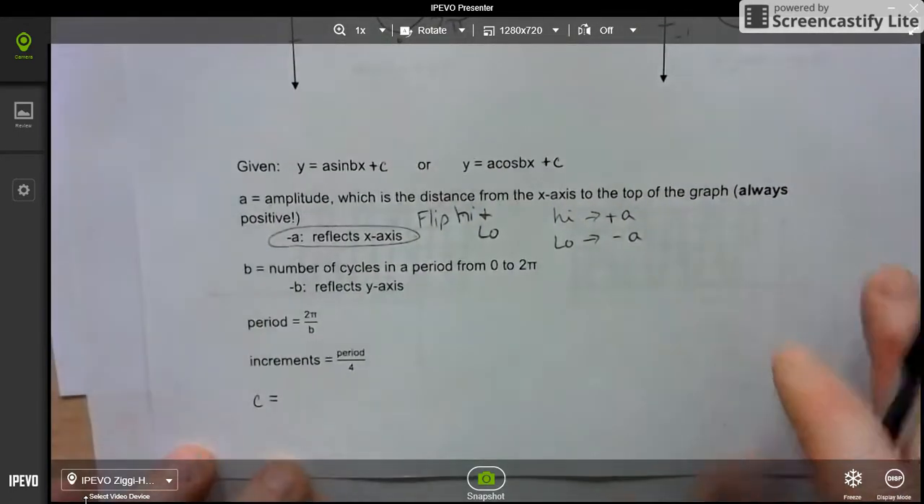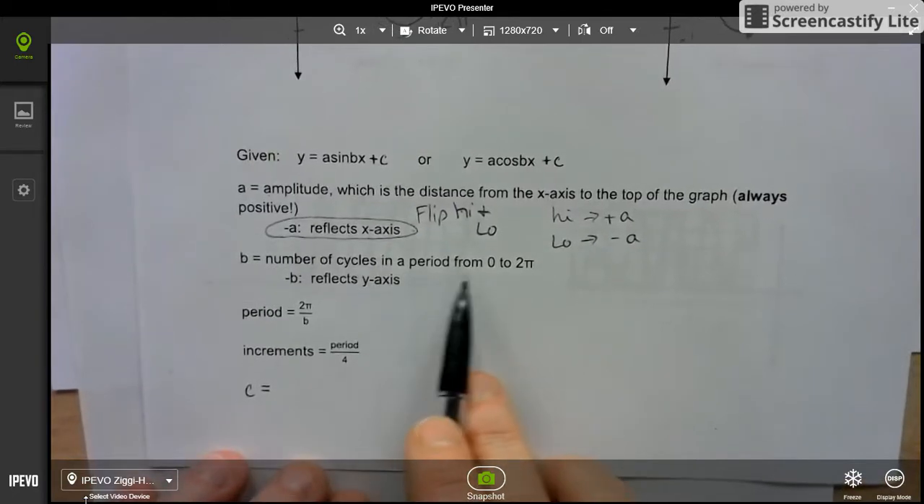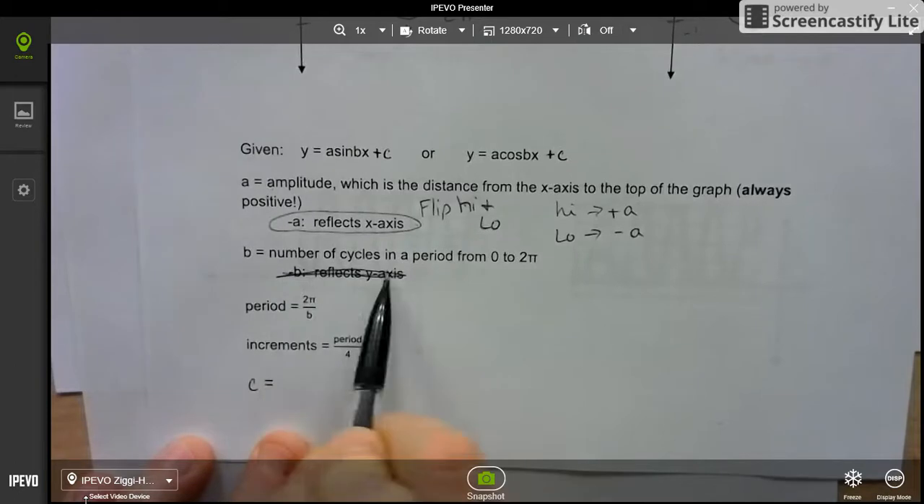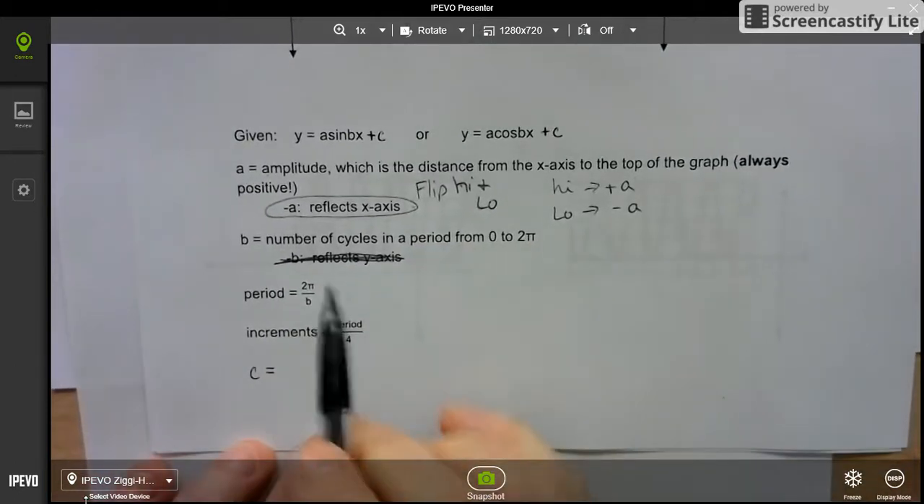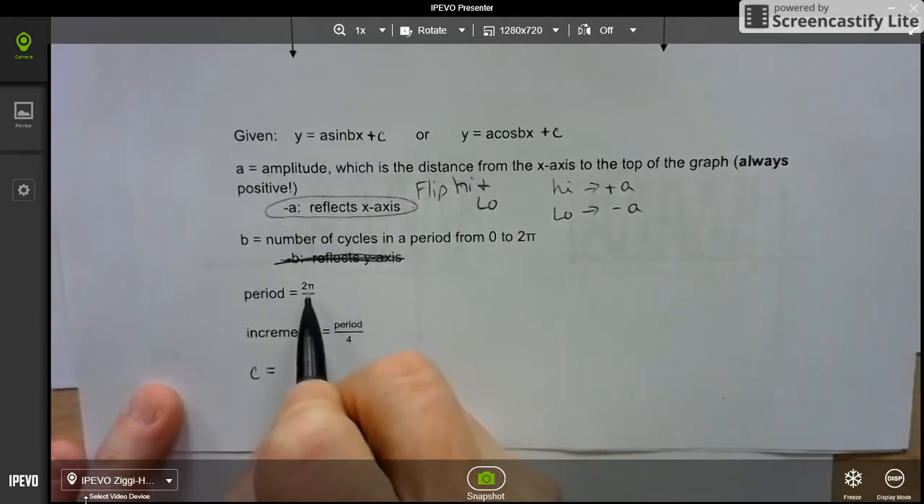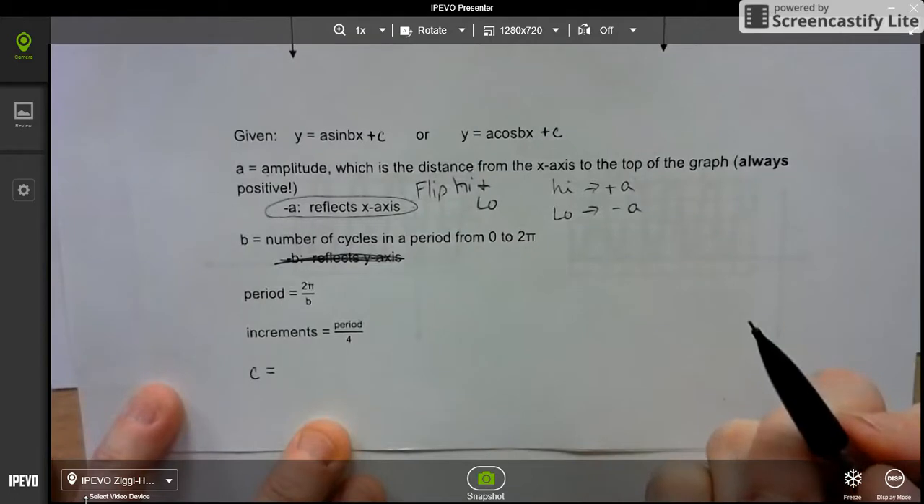B again is the number of cycles in a period between 0 and 2 pi. We aren't going to deal with any negative b's, so you can cross that off for now. So 2 pi over b means you're going to take 2 pi divided by b to get your actual period.